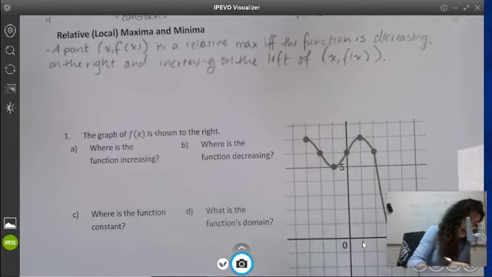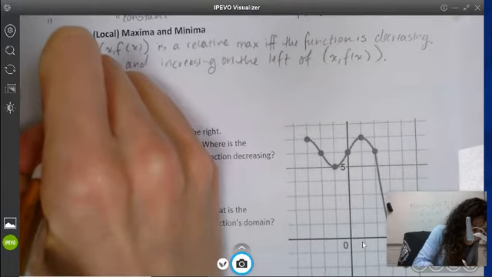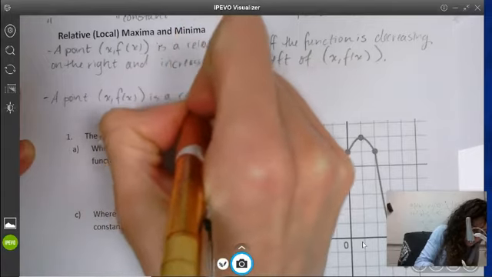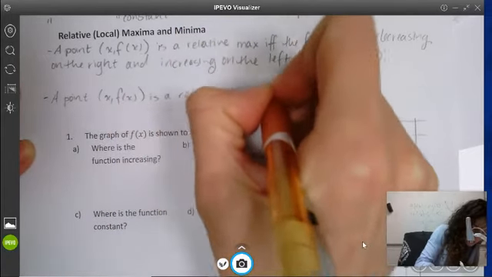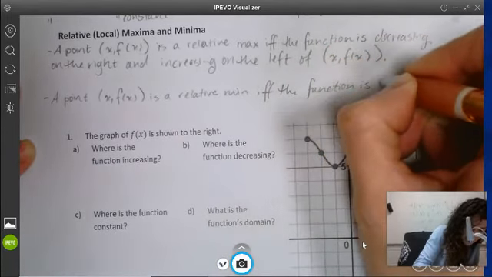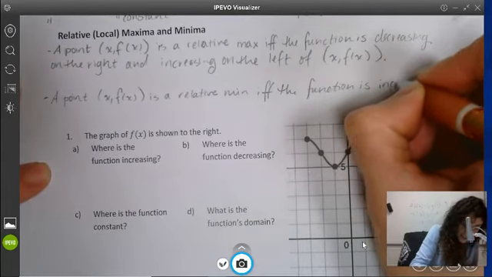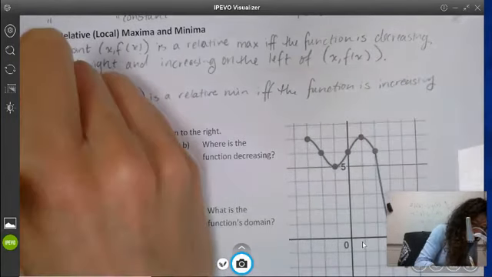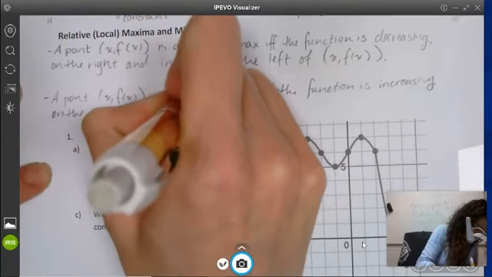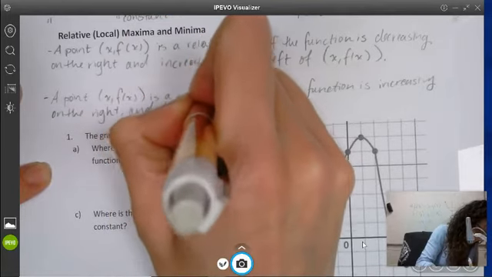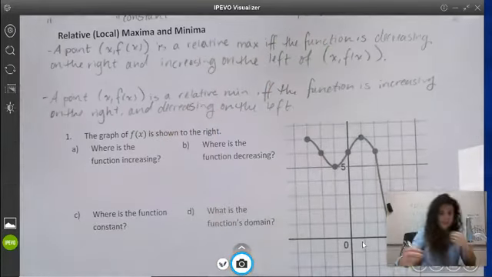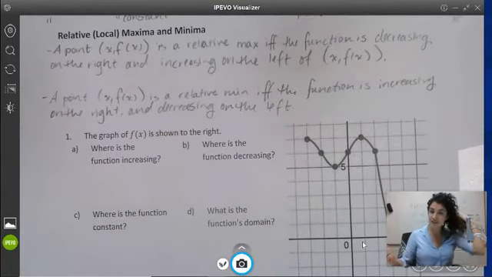The definition of a relative minimum is the opposite. A point x and f of x is a relative minimum if and only if the function is increasing on the right and decreasing on the left. And that's it. Those are all of your definitions.